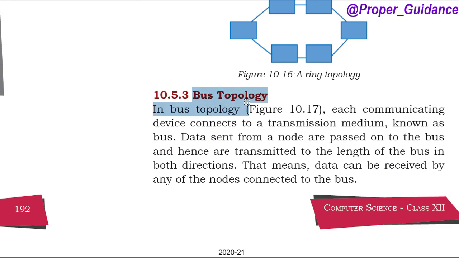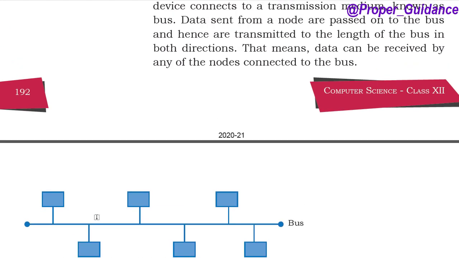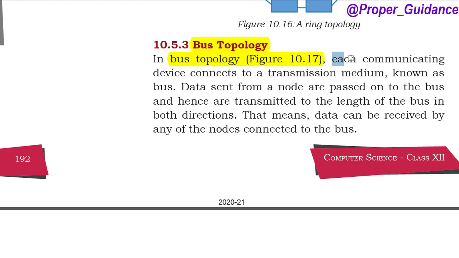After that, we will learn about bus topology. In bus topology, in figure 10.17, first we will see the picture. Look at the picture. This is the bus, and on either side of this bus you can see the devices here. Okay, so this is our bus topology. You can see different types of devices here, and each communicating device connects to a transmission medium known as bus.